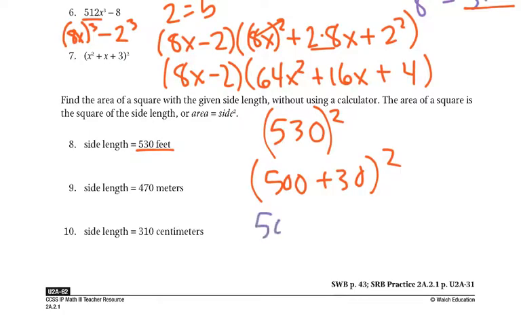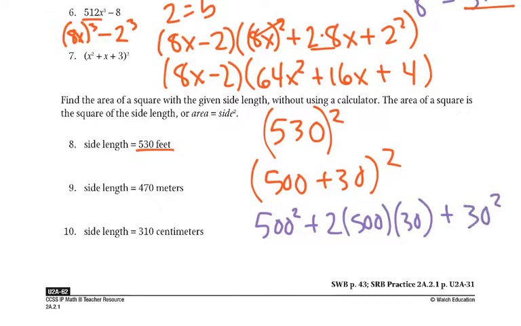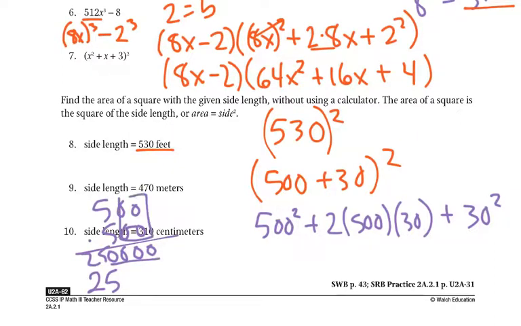So it would be 500 squared plus 2 times 500 times 30 plus 30 squared. Well, 500 squared, what's that going to be? Well, that's 500 times 500, right? Which we know 5 times 5 is 25. So then we just have to think about the zeros. So we do the 4 zeros, okay? That's kind of easy to see.